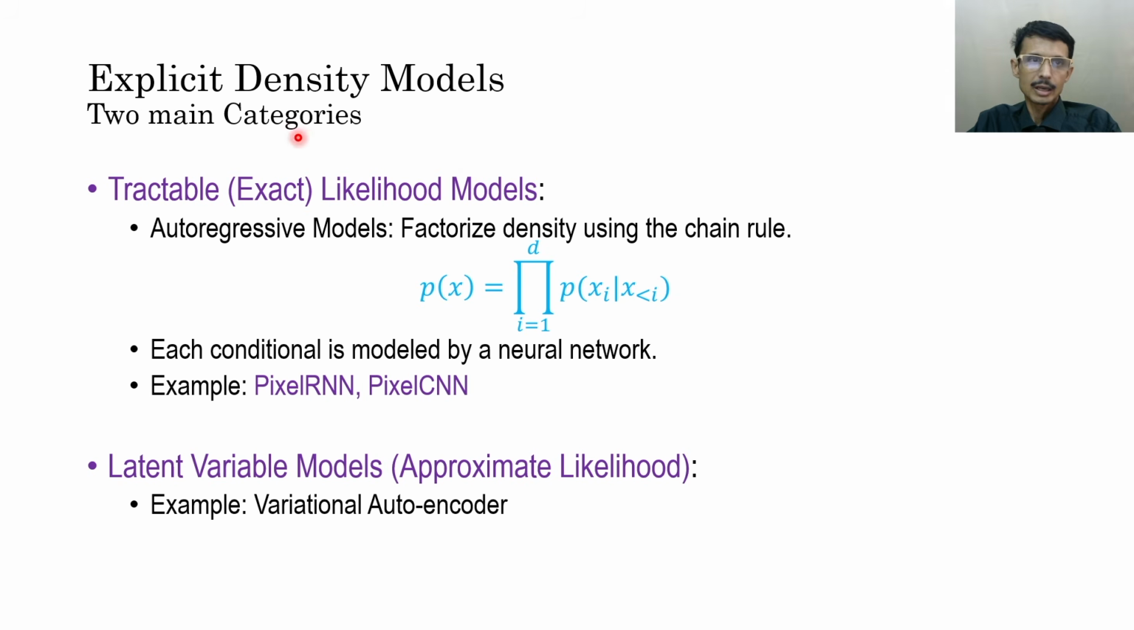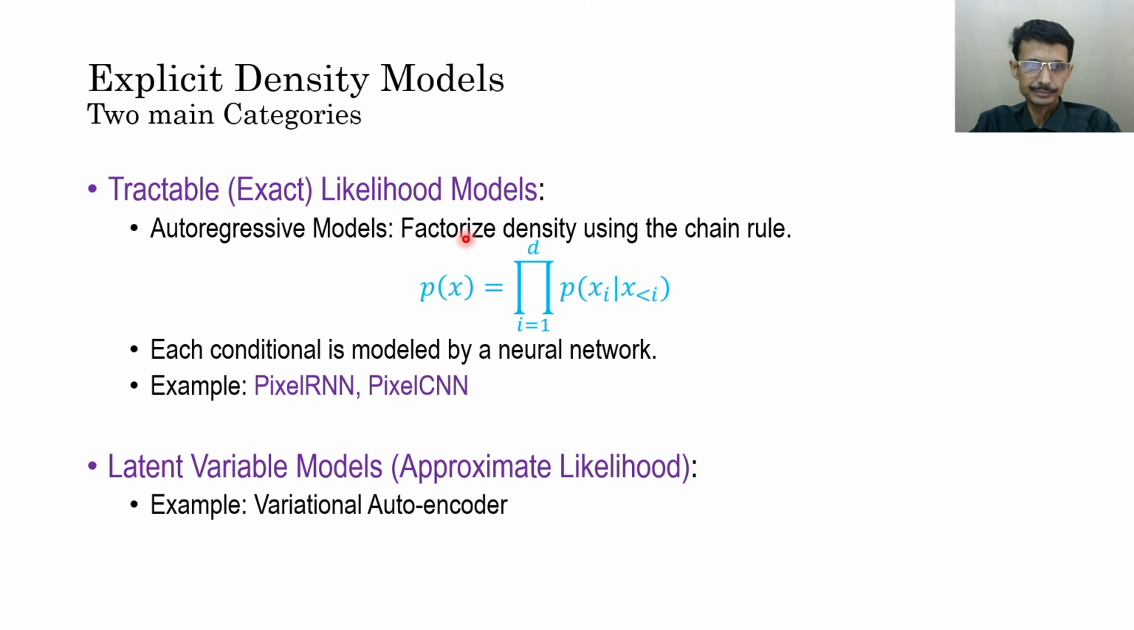There are two main categories here. One is tractable, exact likelihood models. That means autoregressive models, which factorize density using the chain rule as P of x_i given x_1 to x_{i-1}, that is, all the variables before it, for i from 1 to n. Each conditional is modeled by a neural network. Example: pixel arrays and pixels. This is called tractable, or exact, likelihood models.